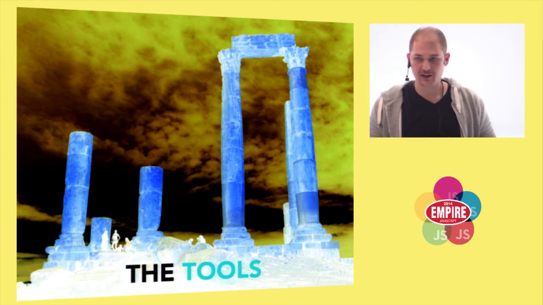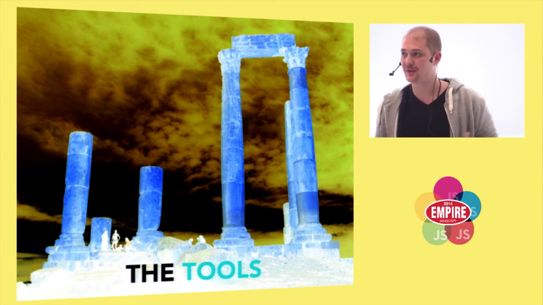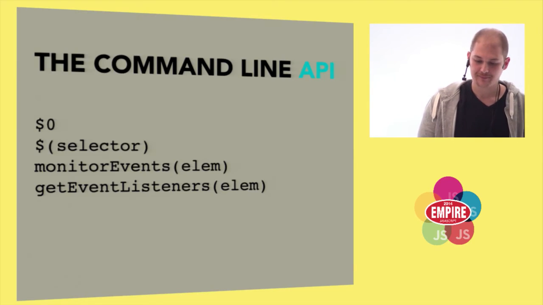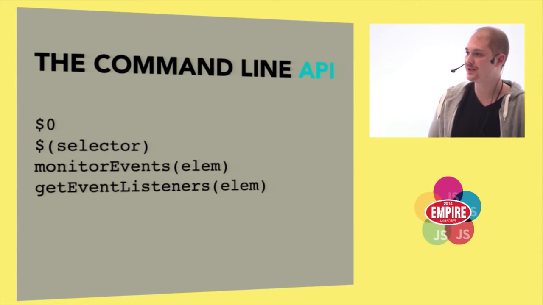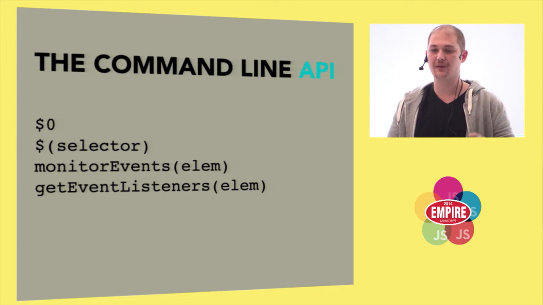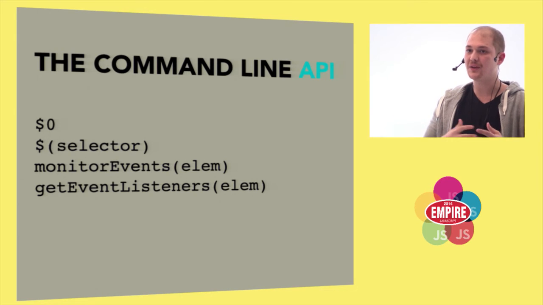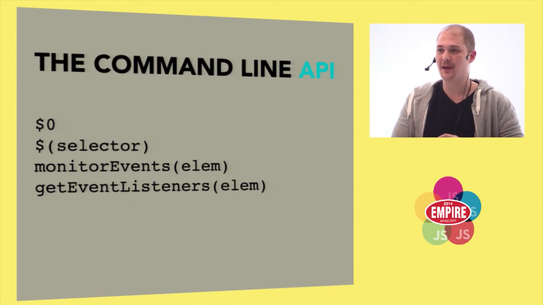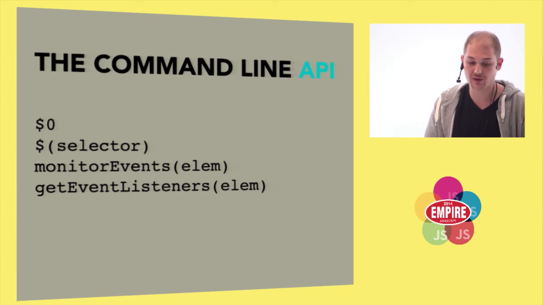So I'm going to talk a little bit about the tools that we have at our disposal to help us with debugging. First of all, the command line API has a lot of nice features. Basically, whenever you're in the console, you have some functions that you can use just in the command line. They're not in the global namespace. They're just available for you in the command line.